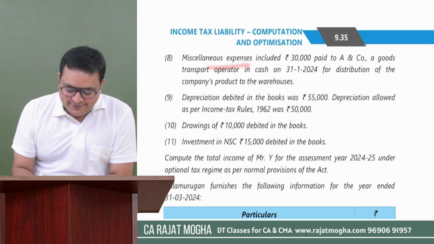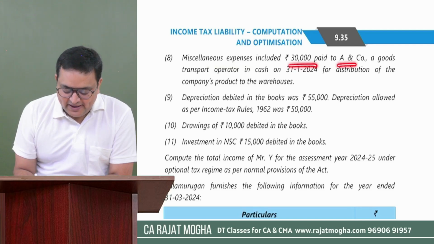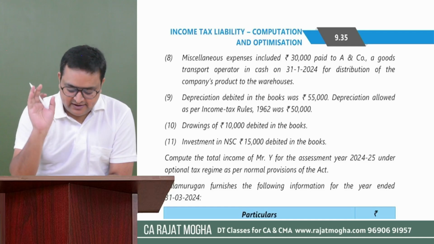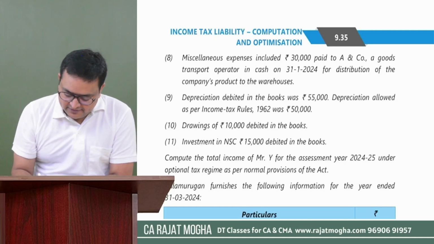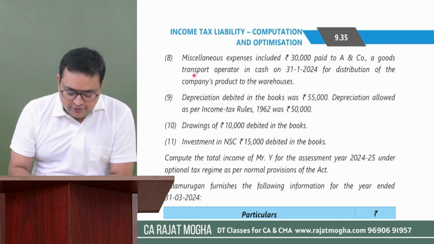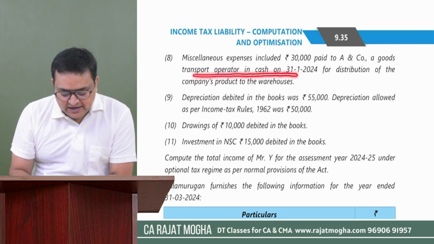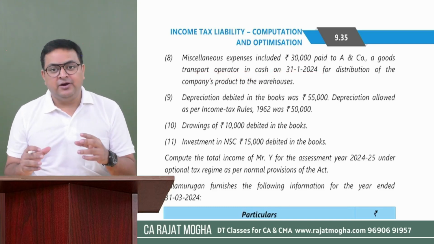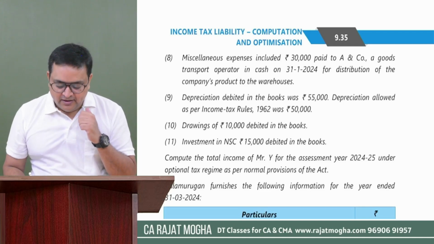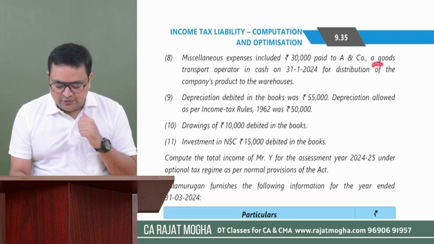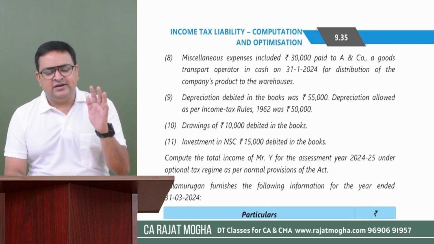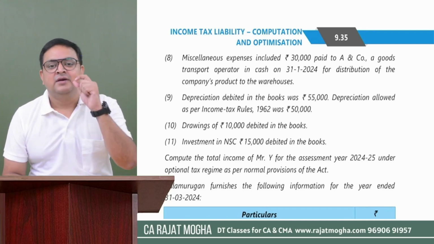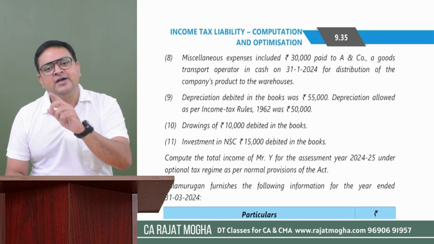8. Miscellaneous expenses include 30,000 paid to AN company, a goods transport operator, in cash on 31st January 24. So there might be some miscellaneous expenses that include a payment made to AN company. This is 30,000 rupees. So during the year, we have made a cash payment of more than 10,000 rupees to a goods transporter. We understand the general law says that if you are making a payment of more than 10,000 rupees in a single day to a single party, then we are not going to allow it.